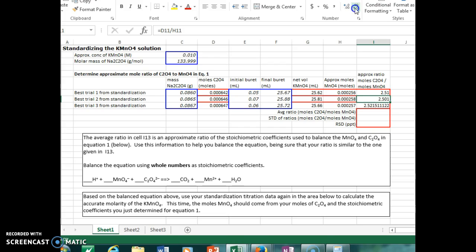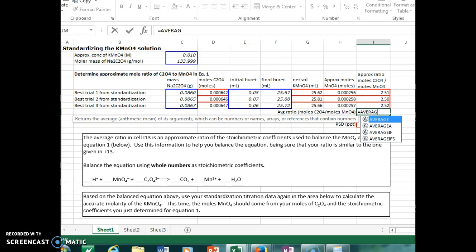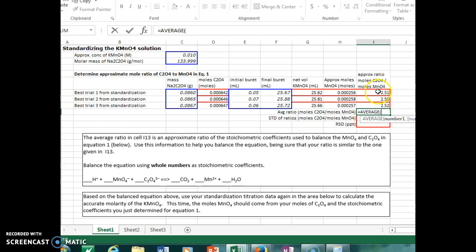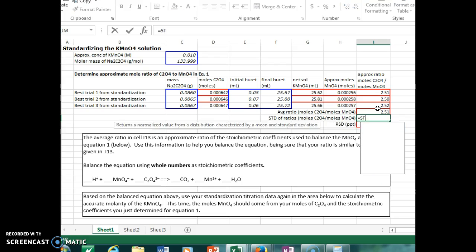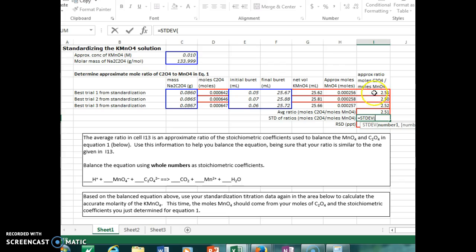Now remember, these numbers I made up knowing what I know about this lab, so yours may not look this pretty, and that's okay. Okay, average equals average, open parentheses, choose those 3 boxes, close parentheses, enter. Standard deviation equals STDEV, open parentheses, choose those 3, close parentheses, enter. That should only have 3 sig figs, so I'm going to go back and do that.